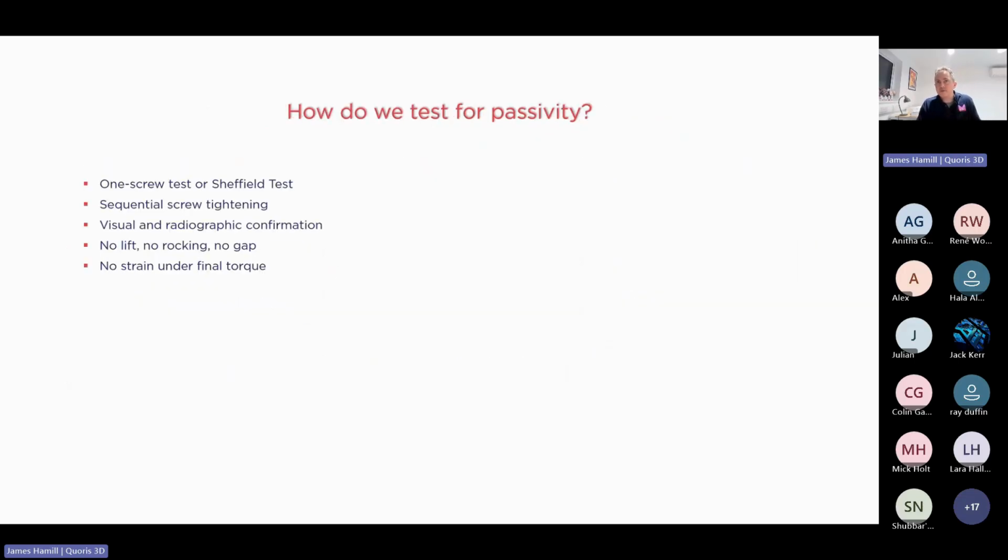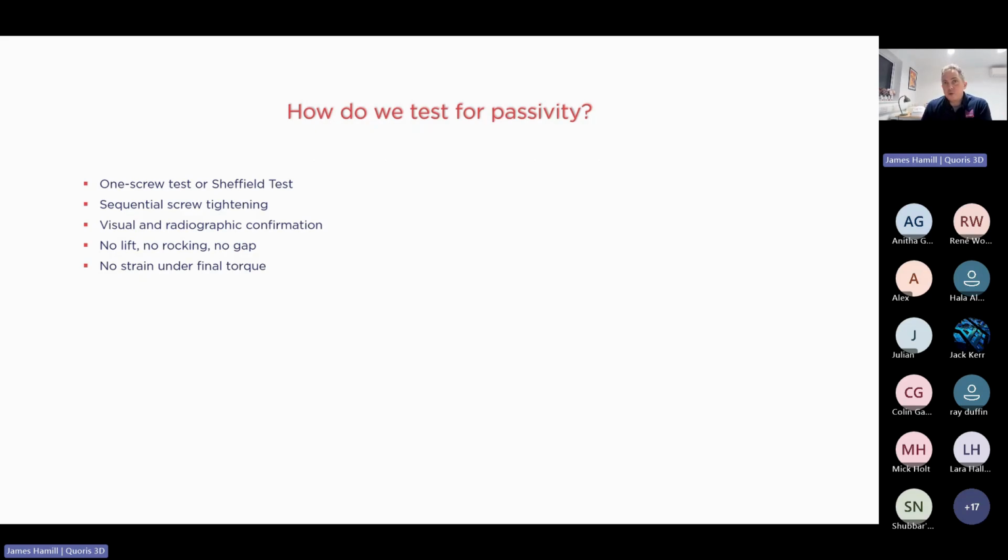And testing for passivity is really difficult. People will talk about the Sheffield test or the one screw test. I don't know about many of you, but doing that in the mouth is not very easy. It's very difficult to see. And really that's a bench test. It's not really a test that's suitable for the mouth. You can have visual and radiographic confirmations, and ideally, can you see a misfit? Is it big enough? If it's big enough to see, you've got a serious problem.